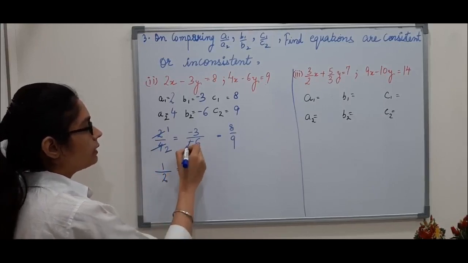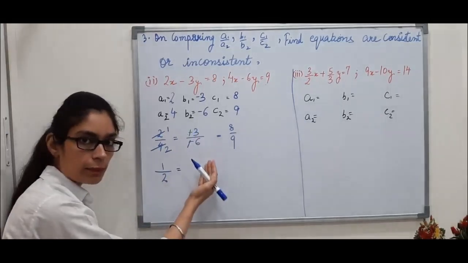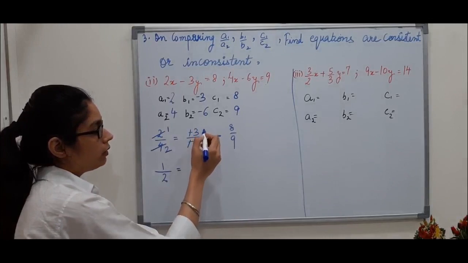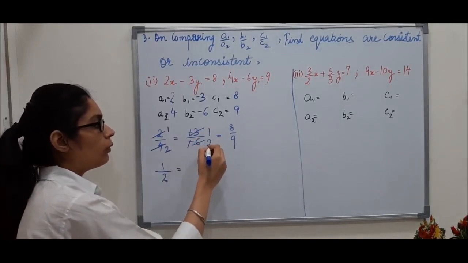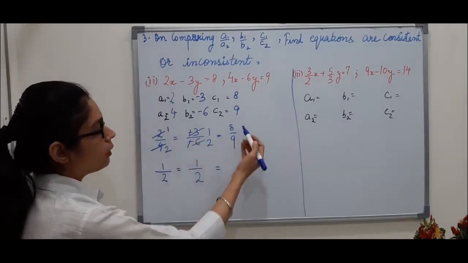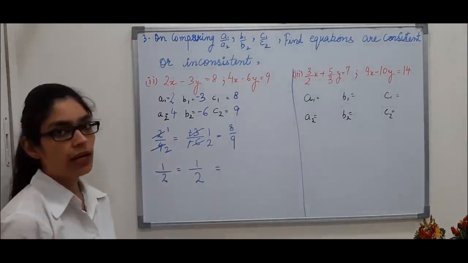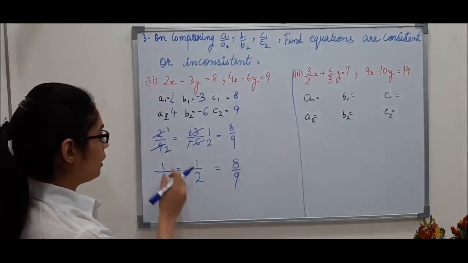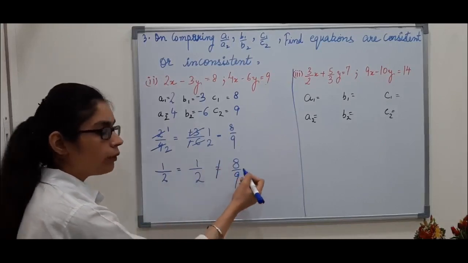Now the minus and minus sign will get cancelled, and 3 and 6 are both multiples of 3, so I can cancel in the table of 3. 3 into 1 is 3, 3 into 2 is 6. Again I got 1 by 2. Now 8 by 9: further cancellation is not possible, so I will write it as it is. Now 1 by 2 is equal to 1 by 2, which is not equal to 8 by 9.